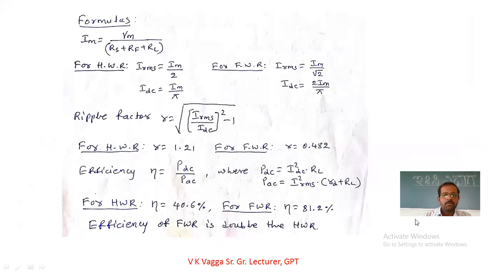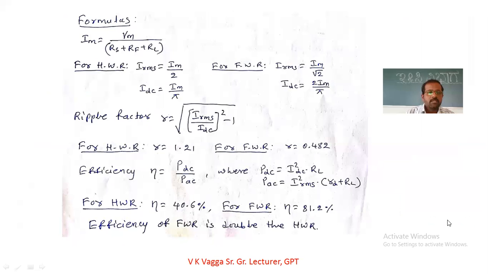Understood? So if you represent the formulas at one point, Im is equal to Vm divided by RS plus RF plus RL. For the half wave rectifier, IRMS is equal to Im divided by 2, IDC is equal to Im divided by pi. In the same way, for the full wave rectifier, which I have indicated in short as FWR, and for the half wave rectifier, which I indicated as HWR, IRMS is equal to Im divided by root 2, IDC is equal to 2 Im divided by pi. And the formula for the ripple factor is r equal to the square root of IRMS squared divided by IDC squared minus 1.